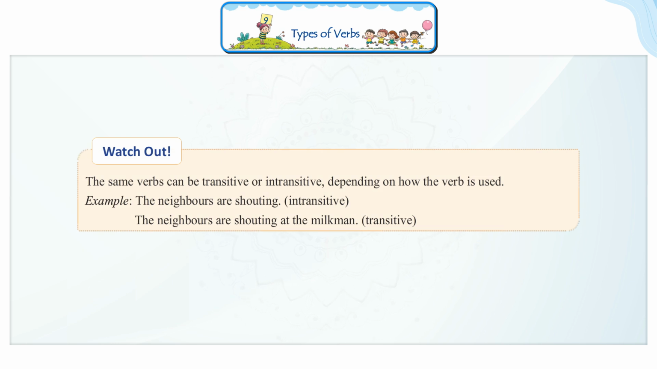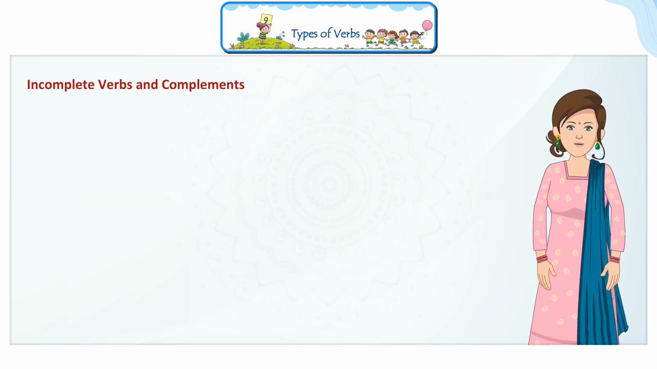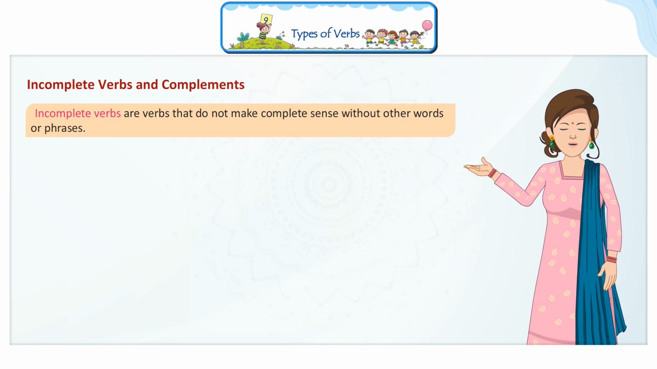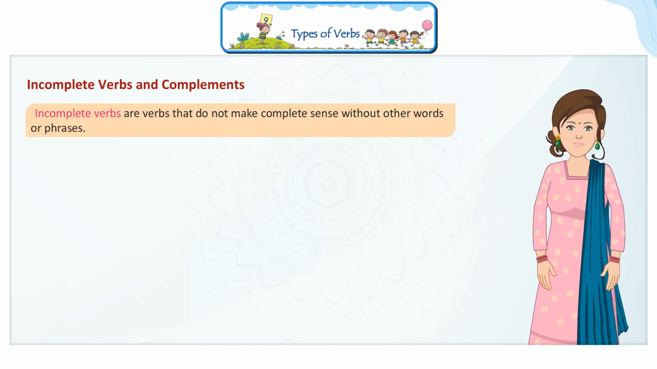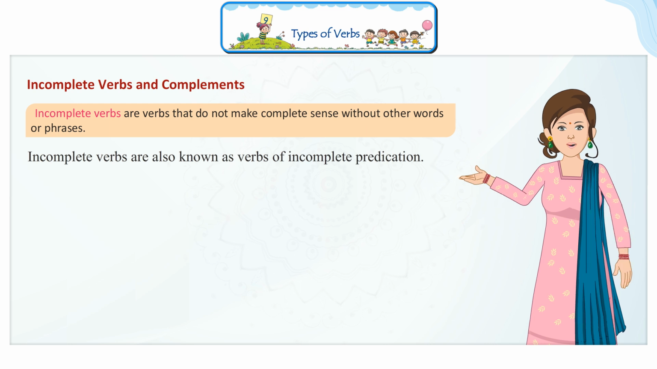Watch out! The same verbs can be transitive or intransitive depending on how the verb is used. Example: The neighbors are shouting. Intransitive. The neighbors are shouting at the milkman. Transitive. Incomplete verbs and complements. Incomplete verbs are verbs that do not make complete sense without other words or phrases. Incomplete verbs are also known as verbs of incomplete predication.